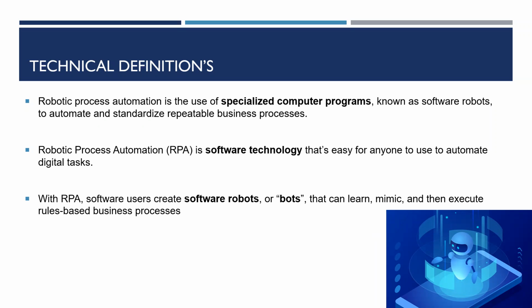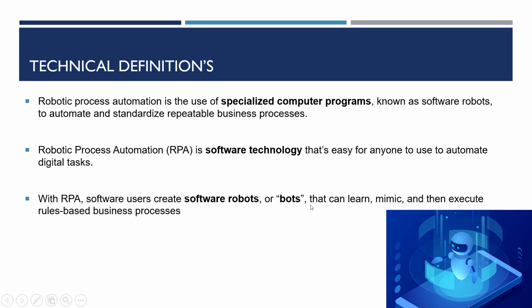Just to see our technical definitions. They are specialized computer programs known as software robots, which are designed to automate business processes. This is one kind of technical definition. The second technical definition is a kind of software technology that is easy for anyone to use. Again, this is one of the most important, unique areas. Even you or me will be able to create bots. It's not that we require a lot of programming or coding language. No. As part of our course, I'll also show you how to create small robots using drag and drop options, right?